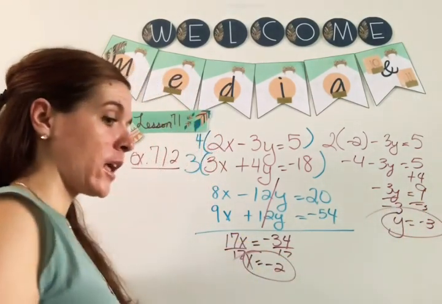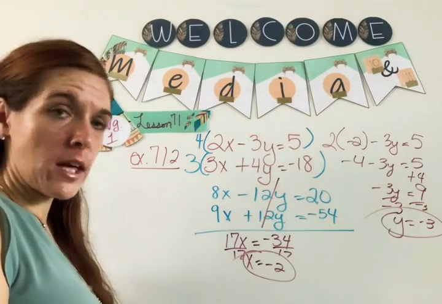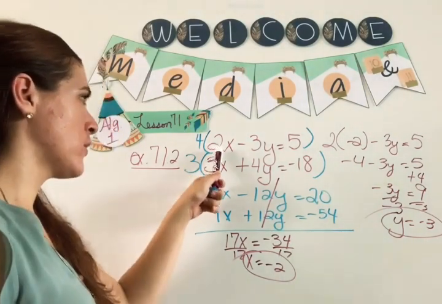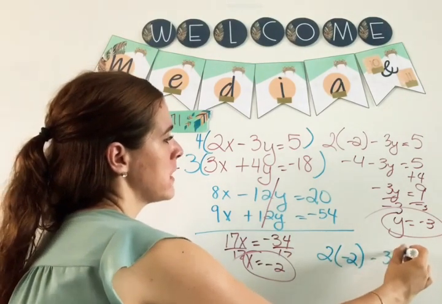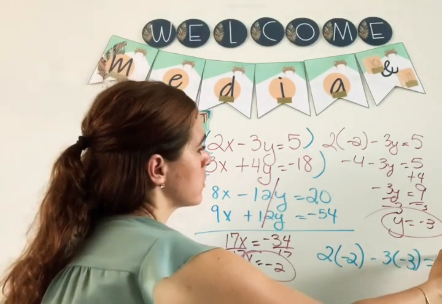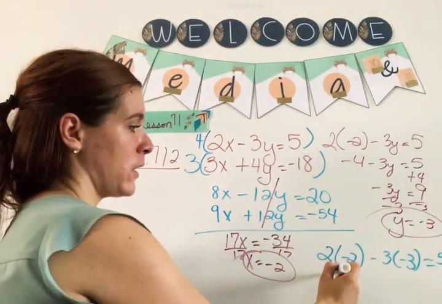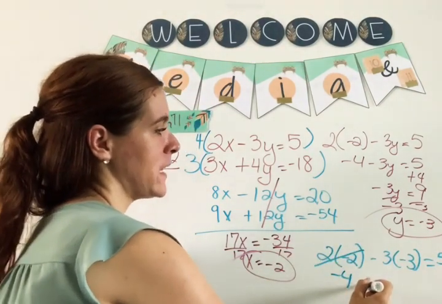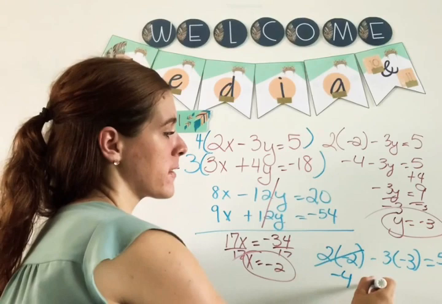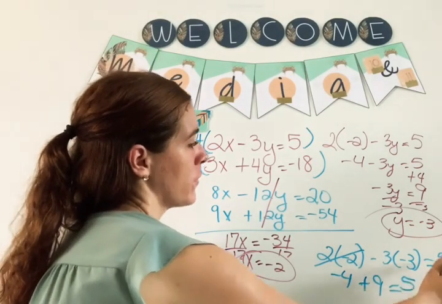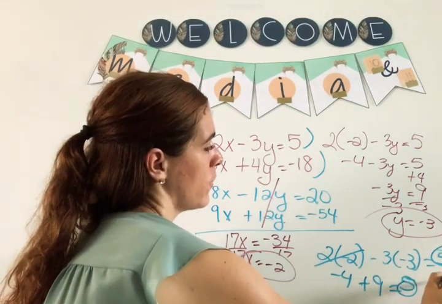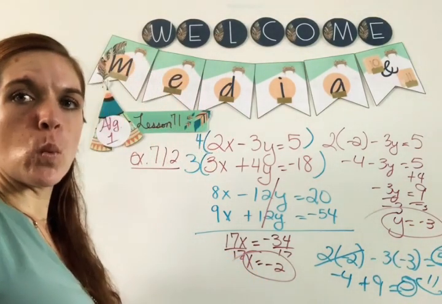Okay? Check your answer, check your answer, check your answer. Let's do it with the first one again. Let's do 2 times negative 2 minus 3 times negative 3, should equal 5. We have a negative 4 here. We have a negative 3 times negative 3 is a positive 9. Negative 4 plus 9 is a positive 5. So yes, we do have the right answers. Woo!